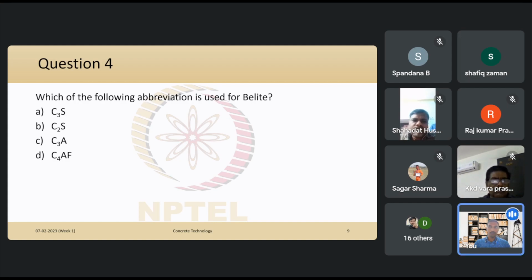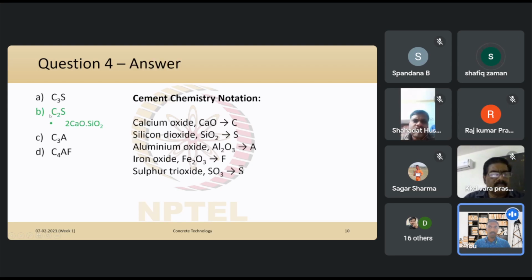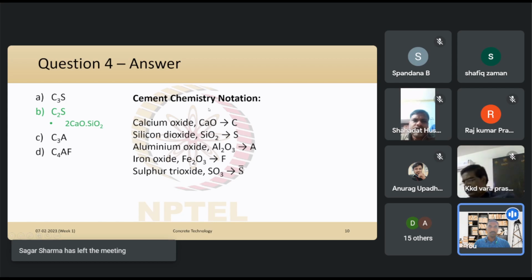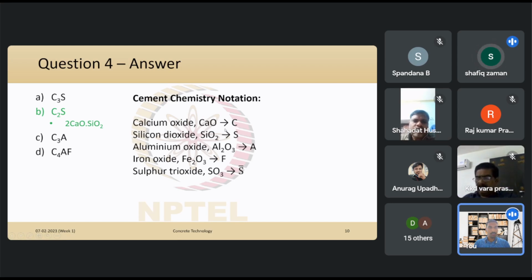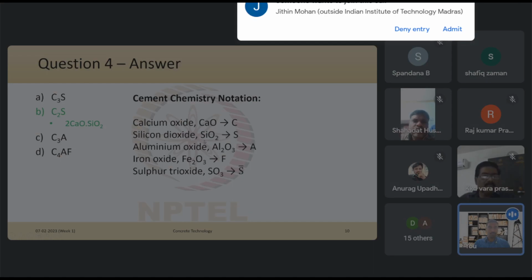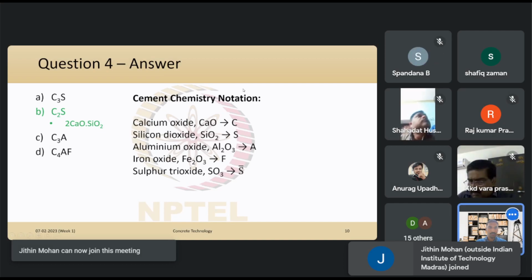Okay, so we have a few answers for option B, and some have also said it is option A or option D. The right answer is actually option B. We first need to understand the different notations that we use in cement chemistry. Some of the common ones: we use C for calcium oxide, S for silicon dioxide, A for aluminium oxide, F for iron oxide, and S bar for sulfur trioxide. These are the common notations that we follow.